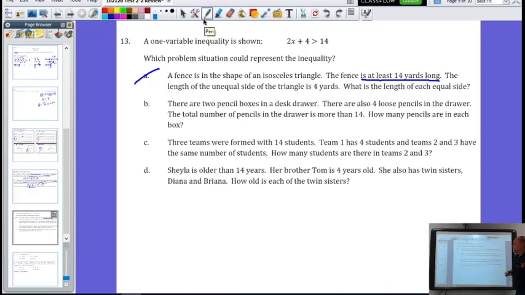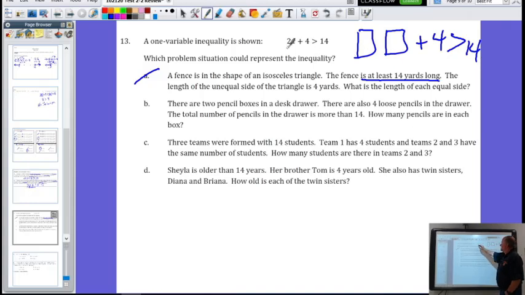B. B says there are 2 pencil boxes in a desk drawer. Pencil box, pencil box. There are also 4 loose pencils in the drawer, plus 4 pencils. Okay? The total number of pencils in the drawer is more than 14. How many pencils are in each box? Okay, could that work? 2 boxes, 2x plus 4 is greater than 14? Yes, it could. That one does work. So let's go ahead and look at the other ones, though, just in case.